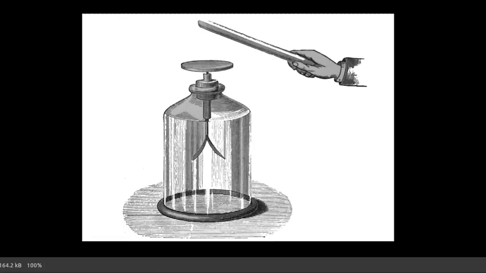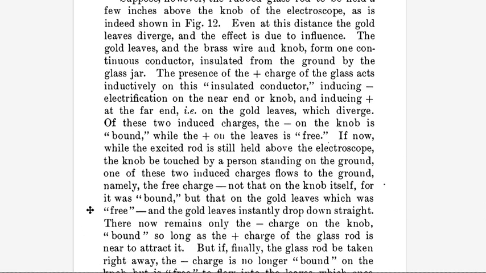Even at this distance the gold leaves diverge, and the effect is due to influence. The gold leaves, and the brass wire and knob, form one continuous conductor, insulated from the ground by the glass jar. The presence of the plus charge of the glass acts inductively on this insulated conductor, inducing minus electrification on the near end or knob, and inducing plus at the far end, i.e. on the gold leaves, which diverge. Of these two induced charges, the minus on the knob is bound, while the plus on the leaves is free.